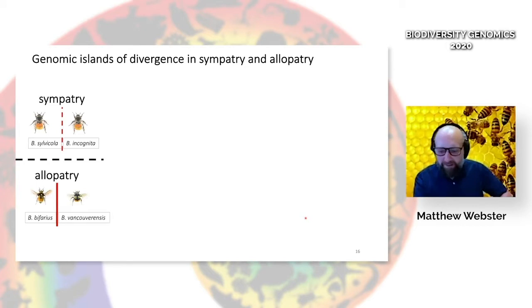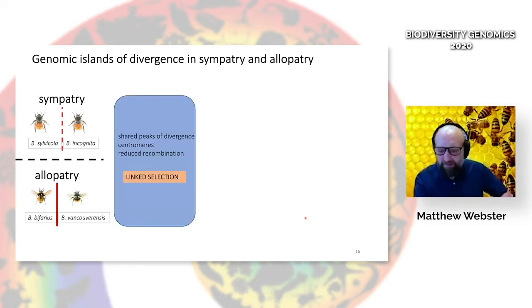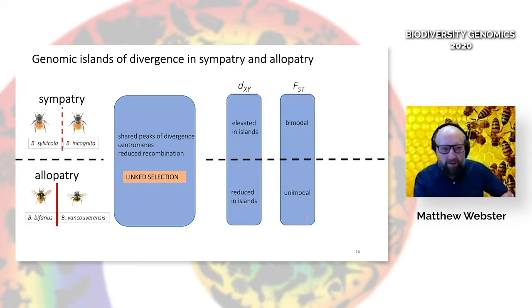So to sum up the patterns we observe, we find islands of divergence in the same genomic locations in both the allopatric and the sympatric comparison. And they're strongly associated with the centromeric regions and regions of low recombination. So this generally implicates linked selection in their formation. But we also see differences between the two species comparisons in terms of elevated DXY in the genomic islands and a bimodal FST in the sympatric comparison.